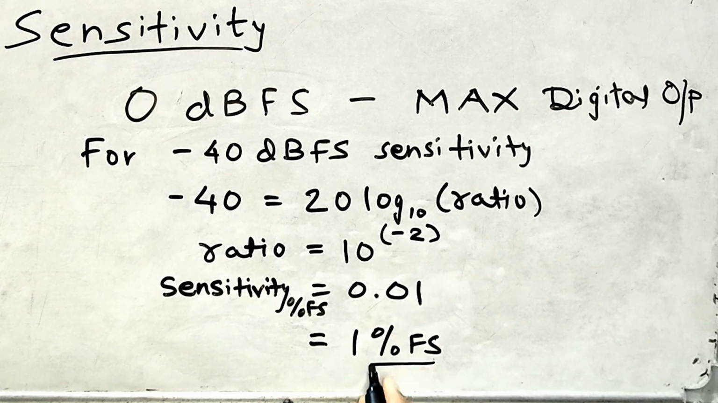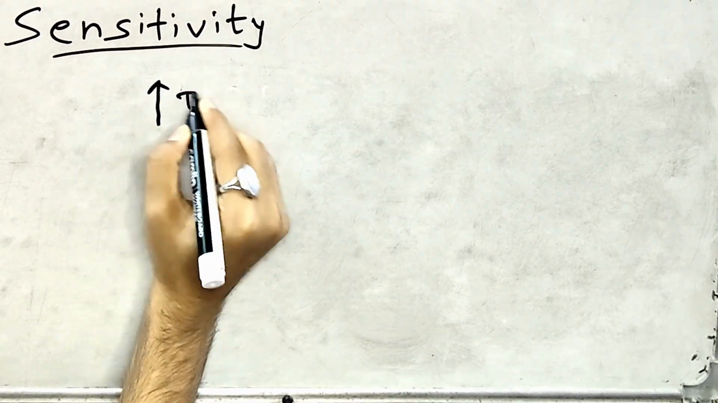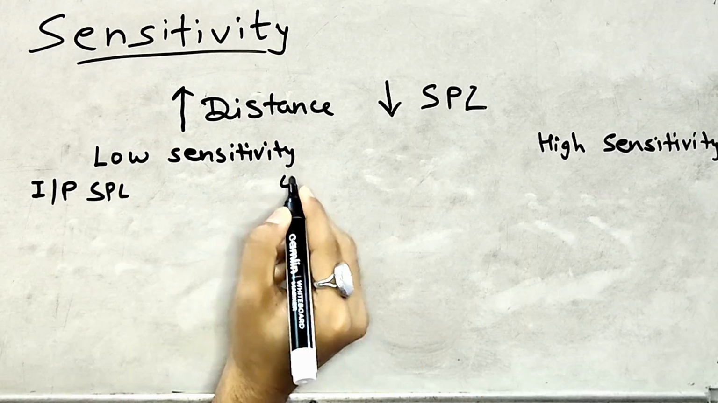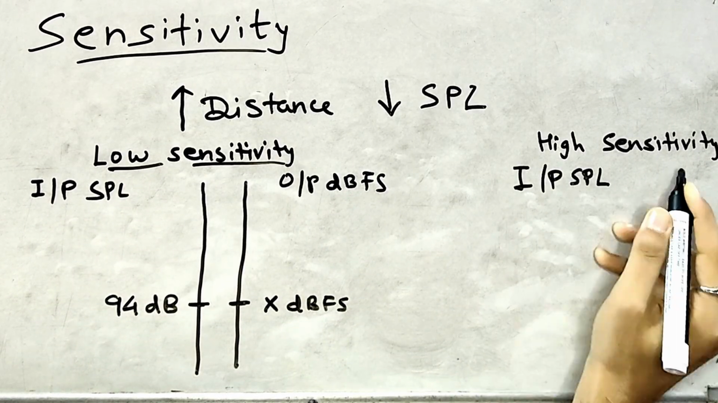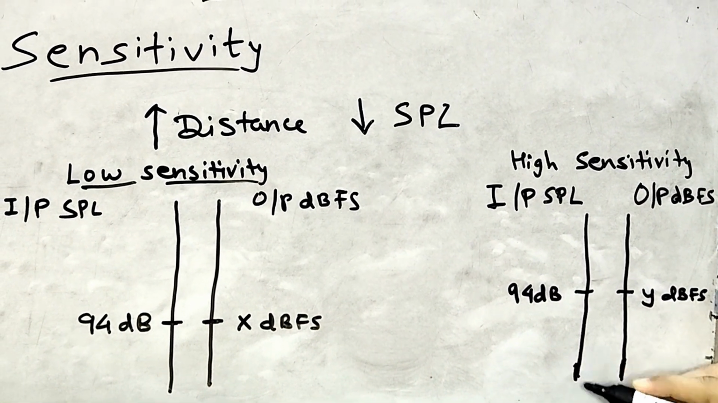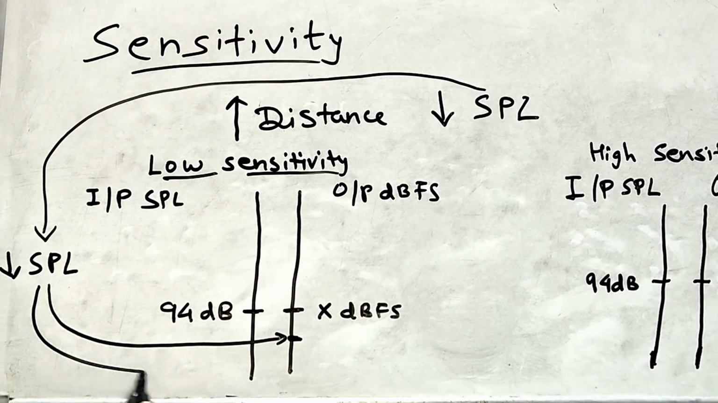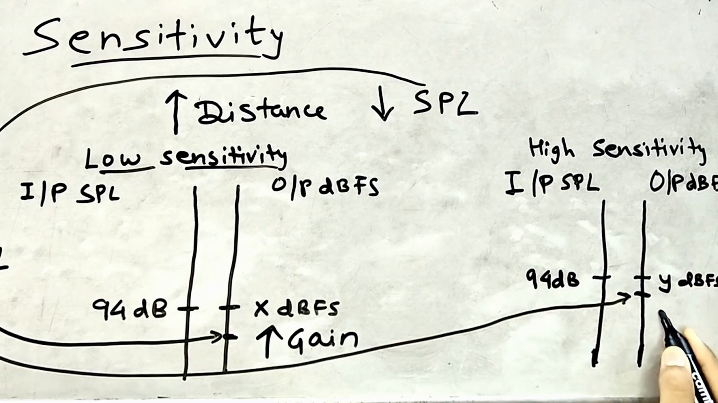Another important point about sensitivity is how it affects recordings when the sound source is far away. As distance increases, the sound pressure level reaching the microphone naturally drops. A low sensitivity microphone will produce a smaller digital output or a higher negative dBFS value. So to make that weak signal usable, you will need to apply extra preamp gain, which also boosts the noise floor.